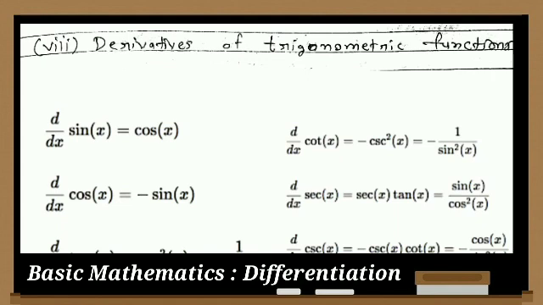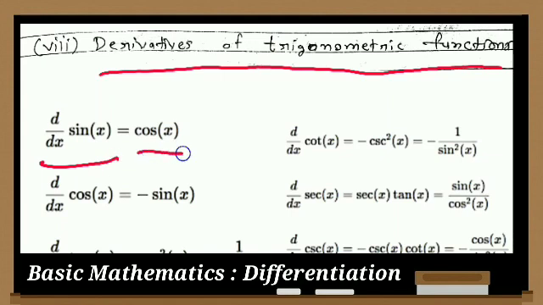Now we will see derivatives of trigonometric functions. We already discussed trigonometric functions in the previous video. So what are the derivatives of trigonometric functions? The differentiation of sin x is cos x, the differentiation of cos x is minus sin x, the differentiation of tan x is sec square x, or we can say 1 upon cos square x, and the differentiation of cot x is minus cosec square x, which equals minus 1 upon sin square x. Same as before, you have to learn all the formulas.